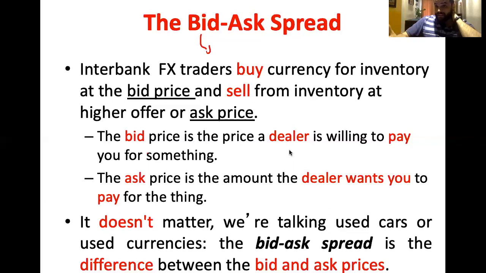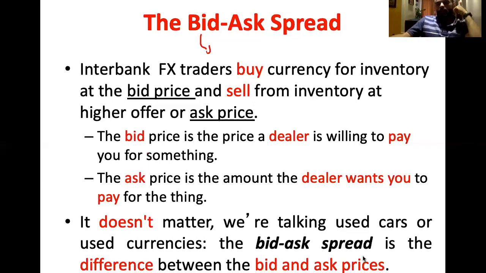You could be a bank exchanging currencies, or you could be an authorized reseller or authorized seller, like a market. So anybody could be a dealer. Make sure you understand, the bid price is the price a dealer is willing to pay you, so the dealer is a buyer and I'm a seller. If I go to a bank, the ask price is the amount the dealer wants you to pay for the thing, which means I'm a buyer. It doesn't matter whether we are talking about a used car or used currency. The bid and ask spread is the difference between the bid and ask price.